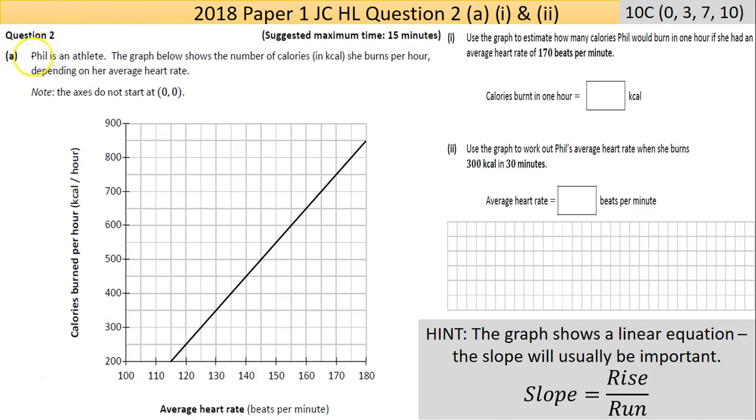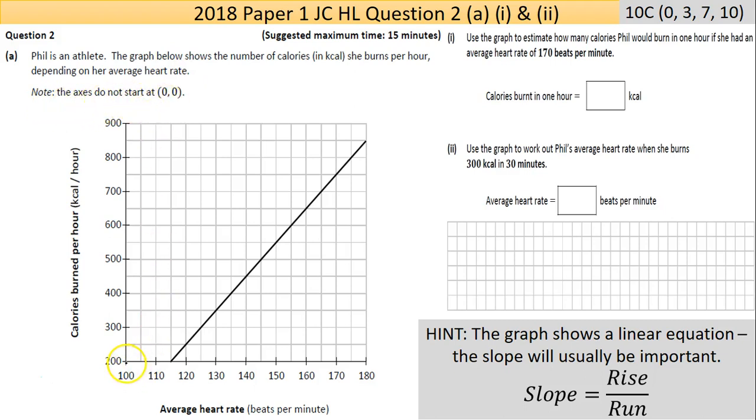So, question 2 here, now I've basically screen grabbed the two parts of it, so it would look very different in the actual exam paper. But part A here says that Phil is an athlete. The graph below shows the number of calories, is the unit, she burns per hour, depending on her average heart rate. Note the axes do not start at 0, 0.